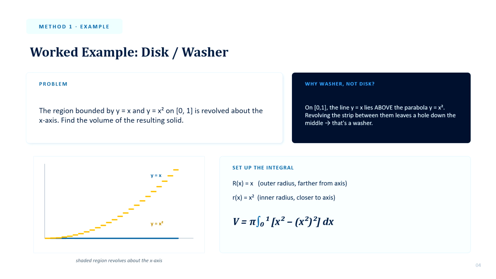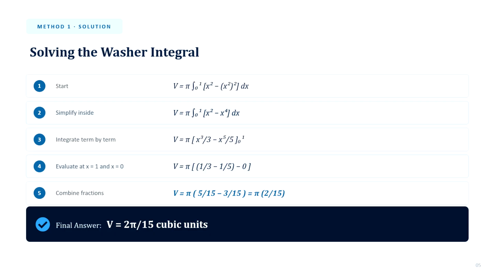We're revolving the region between y equals x and y equals x squared on the interval from 0 to 1 around the x-axis. Since the line is above the parabola on this interval and the region doesn't touch the axis anywhere, we get a washer and not a solid disk. The outer radius is x and the inner radius is x squared, so we set up V equals pi times the integral from 0 to 1 of x squared minus x squared squared dx. Don't forget the dx.